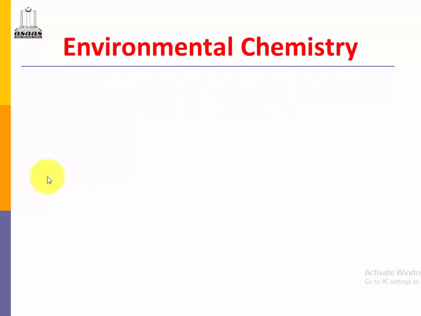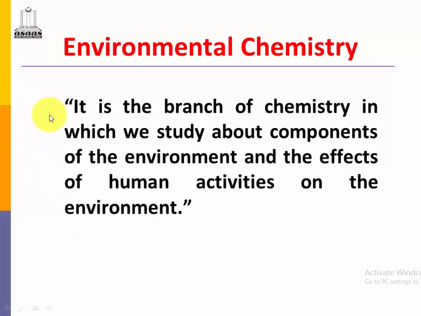It is the branch of chemistry in which we study the components of the environment and the effects of human activities on the environment. In other words, in this branch, we study what the components of the environment are, what the human activities are, and how human activities damage or pollute the environment.